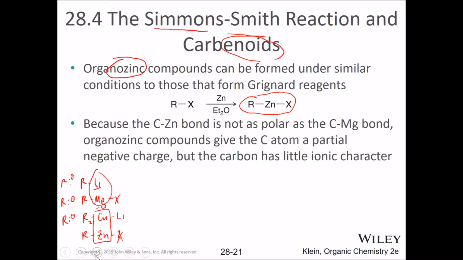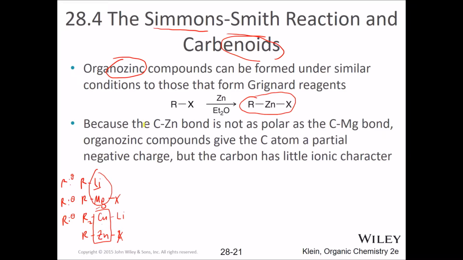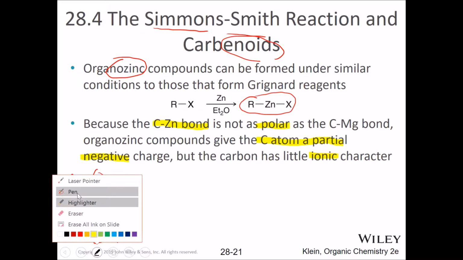Let me do a highlighter. Look at this. Because the carbon-zinc bond is not nearly as polar as the magnesium bond, organozinc compounds give the carbon atom a partial negative character, but not much ionic. Okay? Back to the pen.